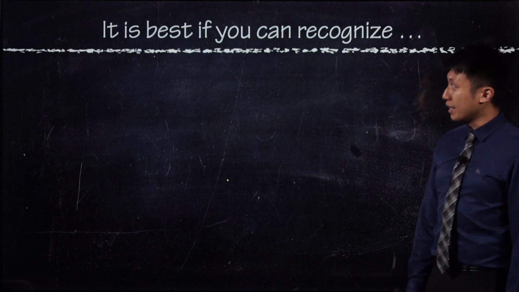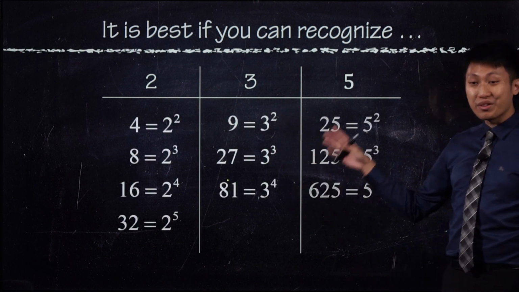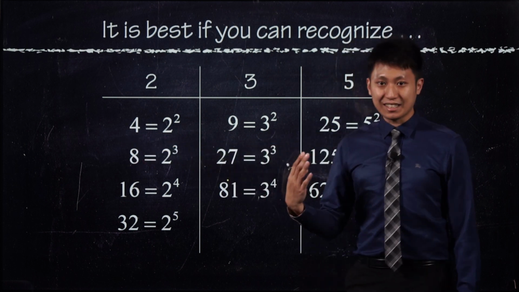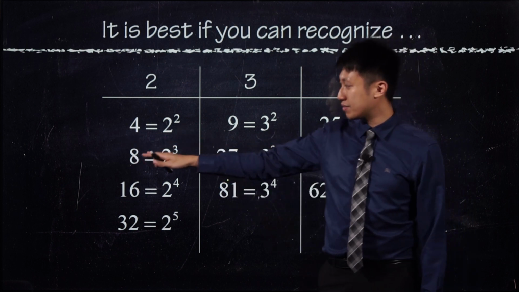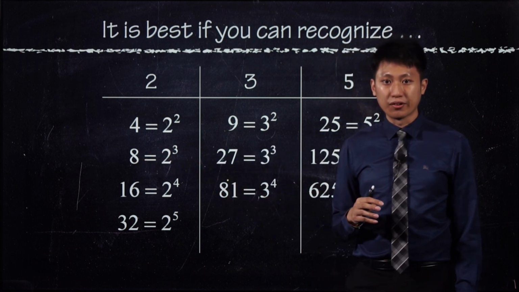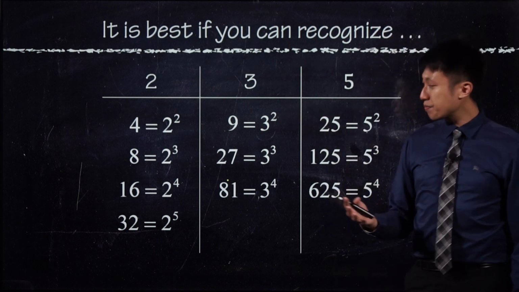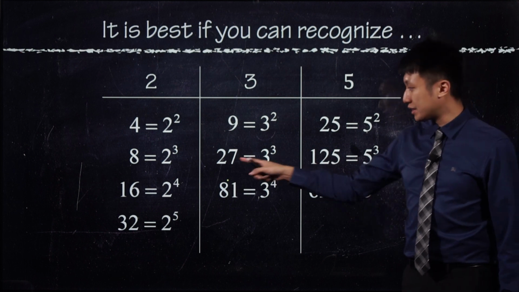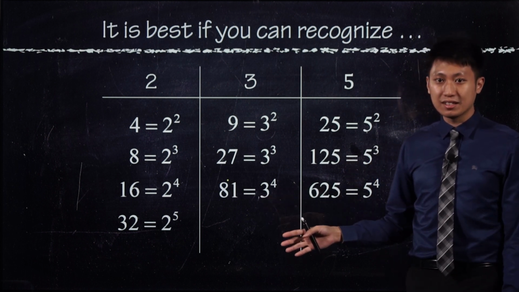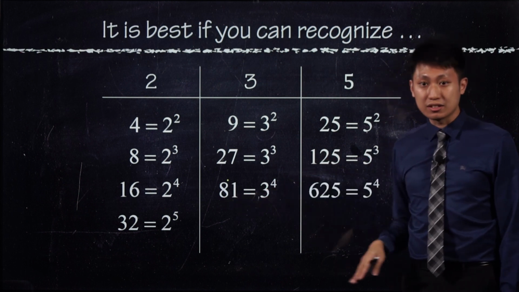Okay. It's best if you can recognize these things, like a multiplication table. If you see 4, you've got to have the instinct that it's 2 squared. If you see 8, you've got to have the instinct that it's 2 to the power 3, or else maybe it's a little bit hard for you. Or maybe just take this slide with you, then when you see 27, try to factorize it. Oh, it's 3 cubed. You've got to have the idea that 81 is 3 to the power 4.